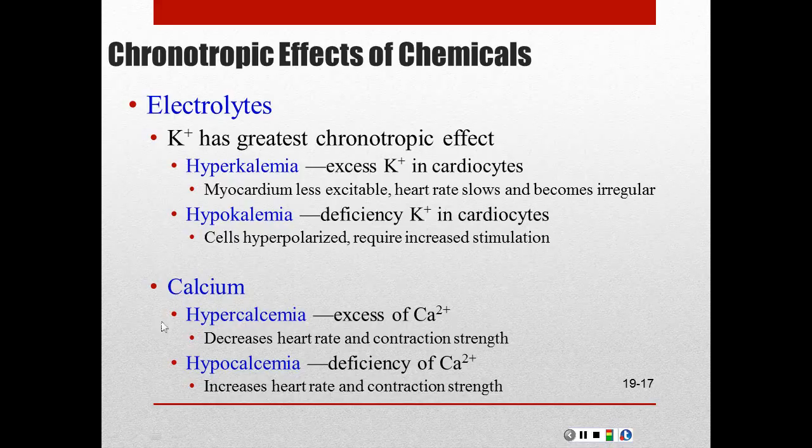Now, pertaining to calcium itself, we have hypercalcemia and hypocalcemia. I hope I pronounced those right. Hypercalcemia is where you have an excess of calcium ions, and it causes a slow heart rate, whereas hypocalcemia is a deficiency in calcium, and it will elevate your heart rate and the contraction strength. Now, they are rare, but when they do occur, the primary effect is on the contraction strength.